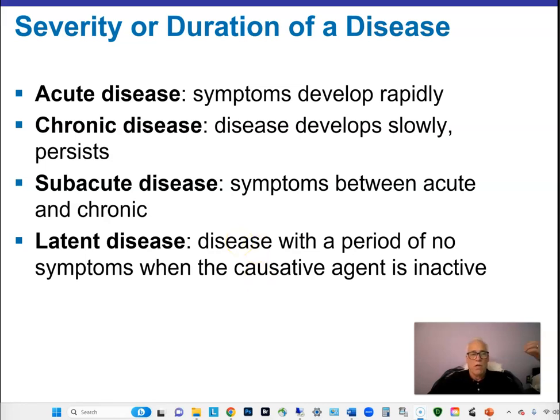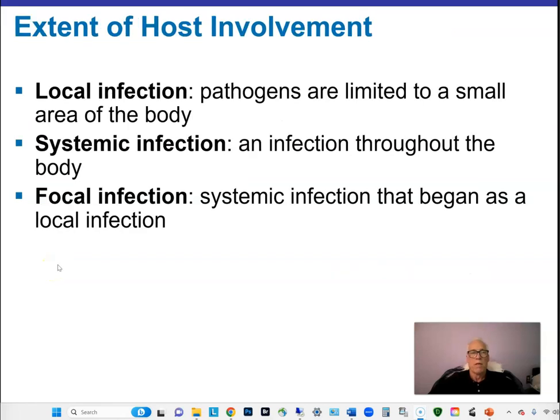So we already talked about retroviruses and human herpes viruses that cause disease, and then all of a sudden there's no sign of any virions in any body fluid, and no signs or symptoms for a period of time, even years, and then all of a sudden reactivation and the appearance of symptoms once again. That's latency.